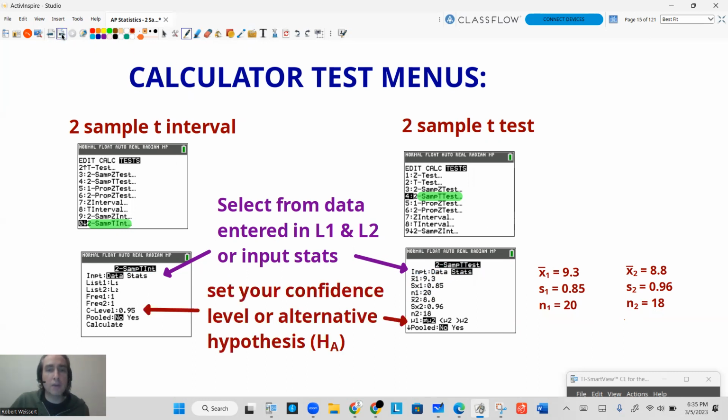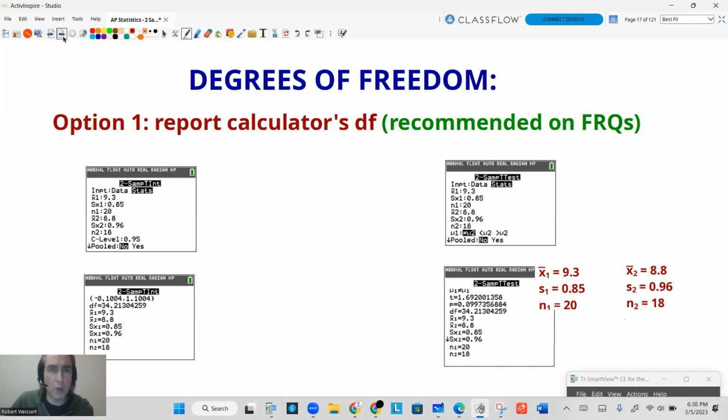And then finally, set your confidence level or your alternative hypothesis, depending on if you're running an interval or a test, and never set the pooled. Now, that's kind of a more nuanced approach that you would maybe learn if you do more advanced statistics. But with our calculator, we're going to keep it unpooled, for reasons that you can look up on your own if you'd like to. So we're going to pause the video and see if you can come up with these values here using your interval and your test.